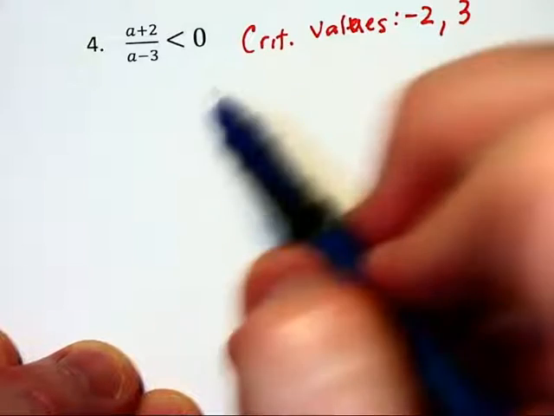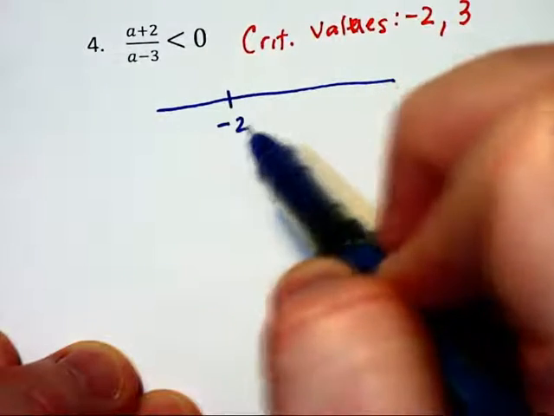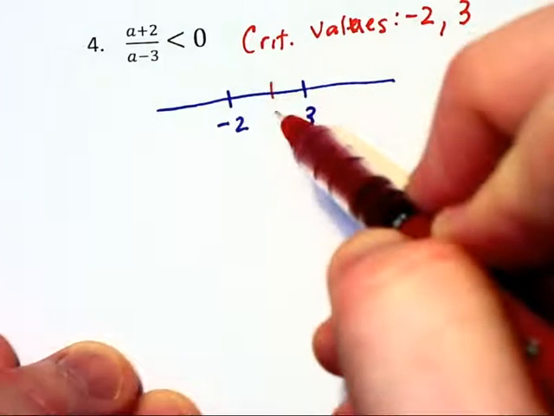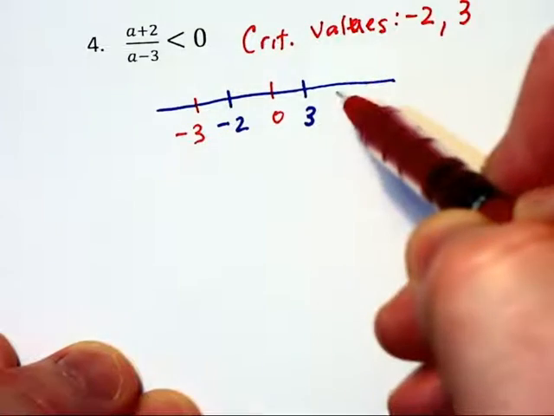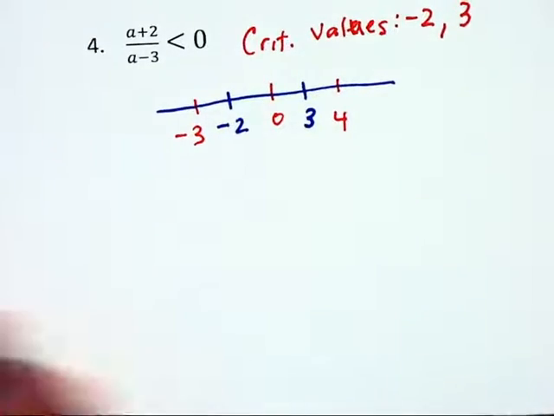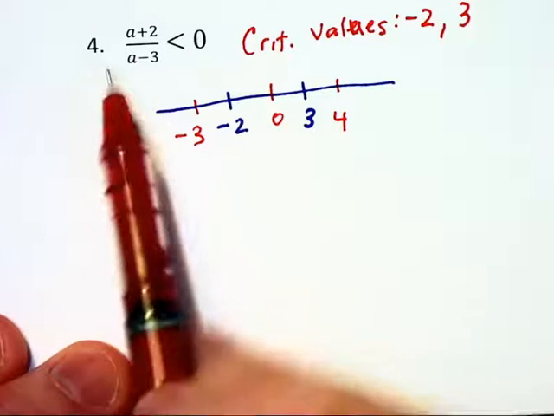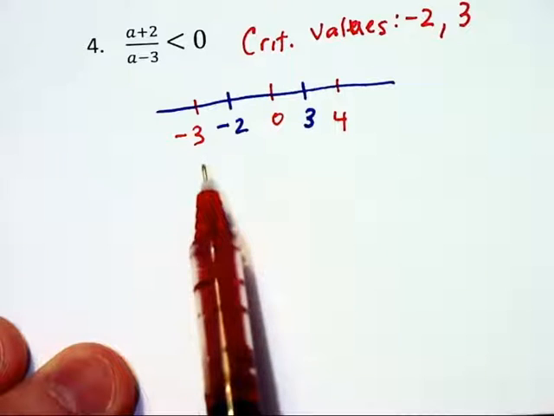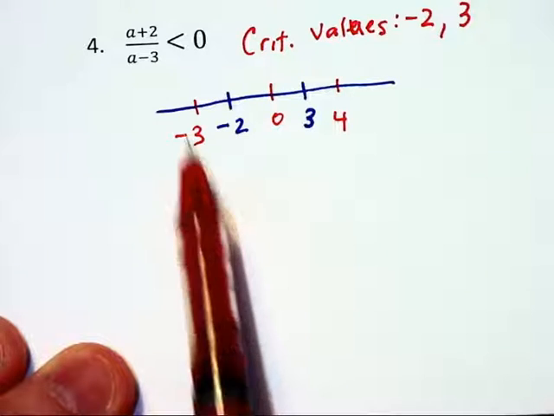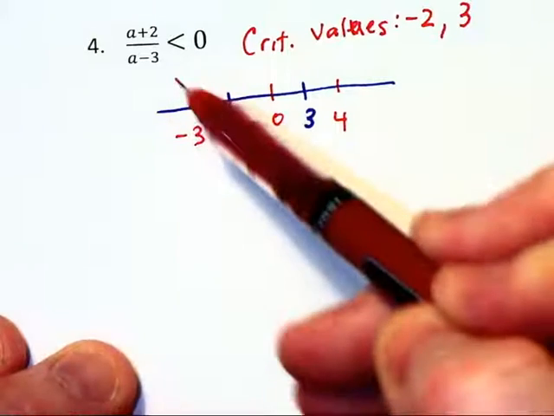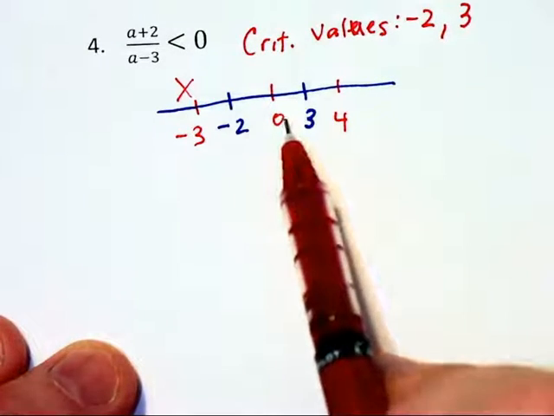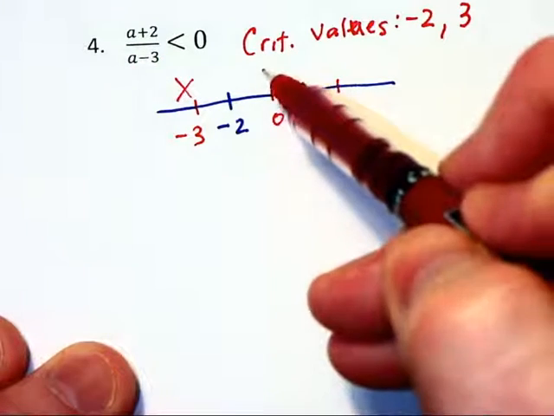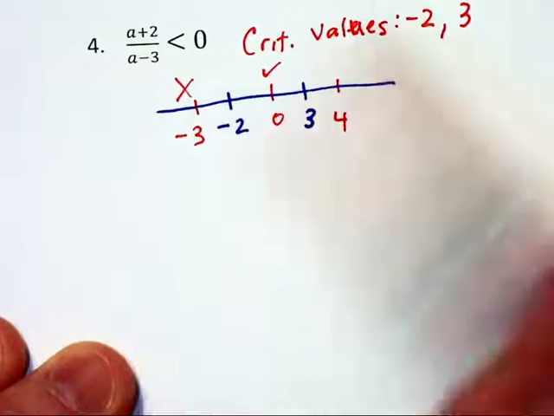And what I'm going to have here when I draw my number line is 3 regions that I need to check. I will try 0 in the center, -3 on the far left, and 4 on the right. When I substitute -3 in, my numerator becomes -1, my denominator is -6, and I have negative divided by negative, which is positive, and that's supposed to be less than 0, so that will not work. Let's try 0. When I substitute it in, I get 2 over -3, which is negative, and we want this to be less than 0, so that works.